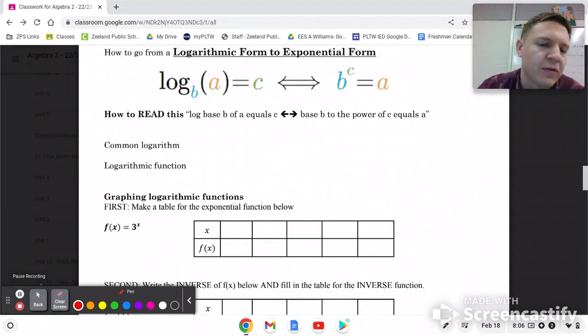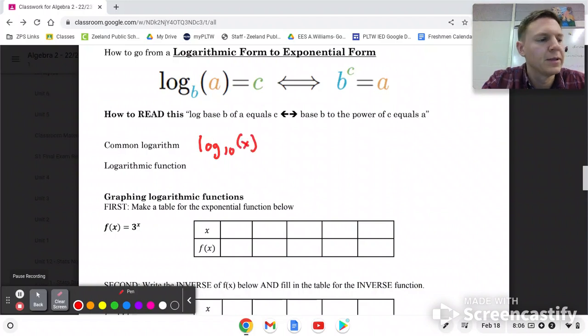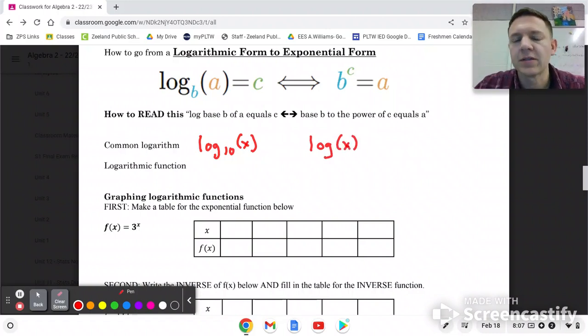A few more terms. We have a common logarithm. Common logarithms are just logarithms with base 10. So you'll see them written like this. Log base 10 of x. So the base is just 10. And so you'll see it like this most often, log just of x. If there's no base written, we can assume the base is 10. That's just a math assumption that everybody makes in the world.